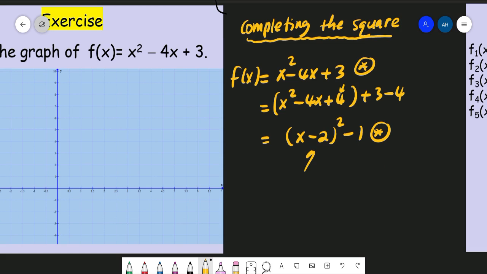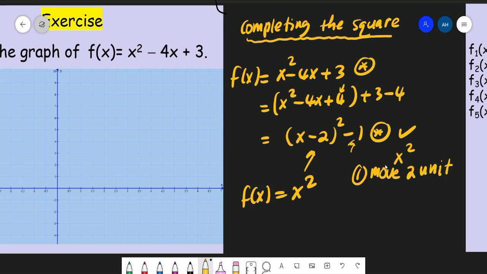You see now, this graph actually has a relationship to this graph, that is f(x) equal to x square. So originally this graph x square, we minus 2 inside the bracket, meaning we move the graph of x square 2 units to the right, and then we move 1 unit downwards like this. All right. So number one, we are going to look at the graph of x square. Number one, move 2 units to the right. Number two, move 1 unit downwards.